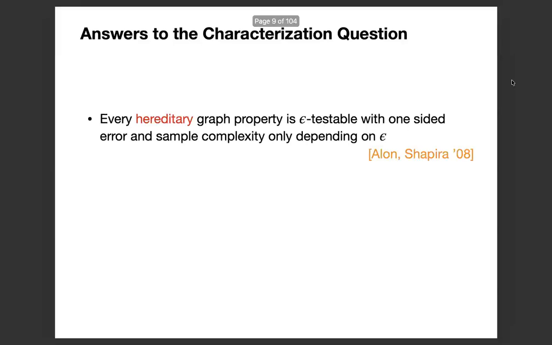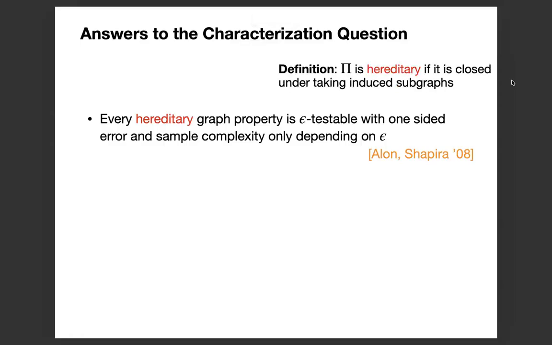Okay, so there was a lot of research to try to answer this characterization question. I'll just highlight the 2 big results. The first one was by Alon and Shapira in 2008. What they showed was that every hereditary graph property is epsilon testable with one-sided error and sample complexity that only depends on epsilon. So I need to define these things. A graph property is hereditary if it's closed under taking induced subgraphs. For example, k-colorability. If your graph is k-colorable, then if you take an induced subgraph, the induced subgraph is also k-colorable. And there are tons of graph properties that are hereditary.